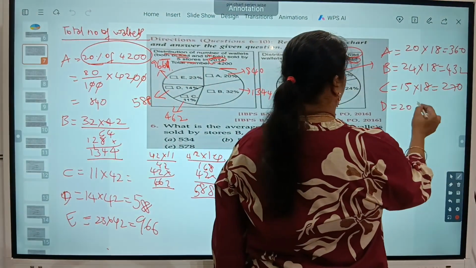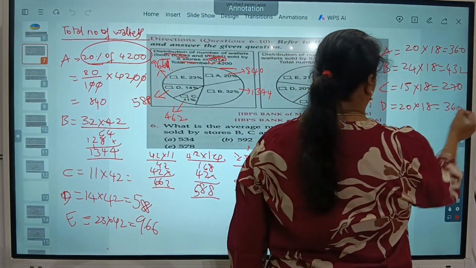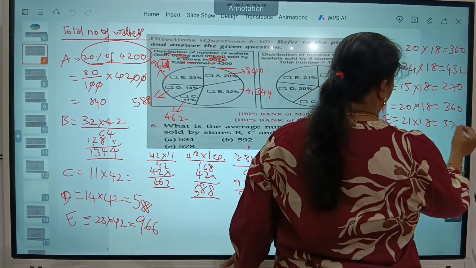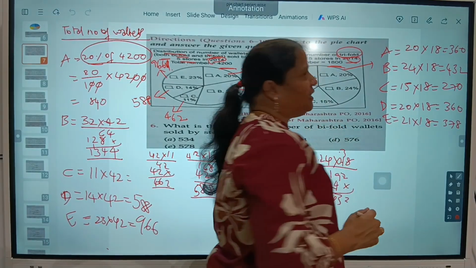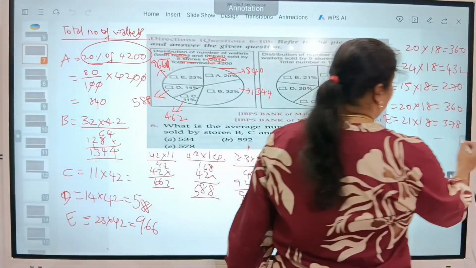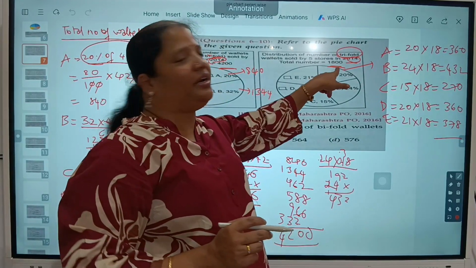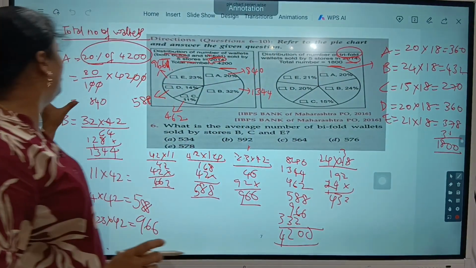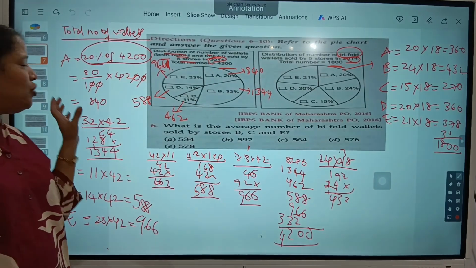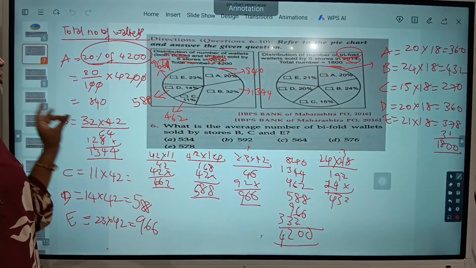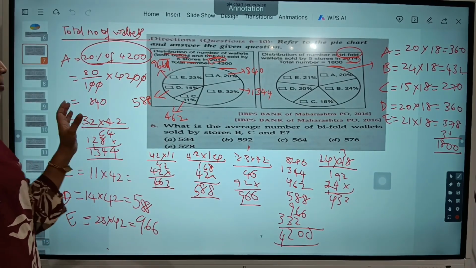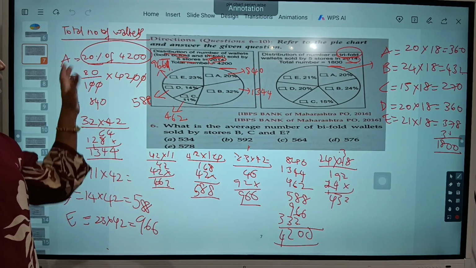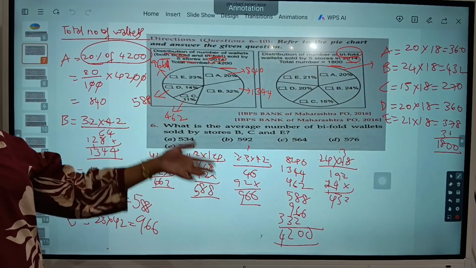Okay, D is equal to 20 into 18, nothing but 360. E is equal to 21 into 18, nothing but 378. Now we will add up all these values to check whether 1800 is coming or not. So this is coming 1800. So the two calculations are accurate. Now you have to note down all these calculations so that we can easily solve the questions. I am leaving this pie chart for 1-2 minutes so that you can note down the points or observe thoroughly, in case I am going fast.